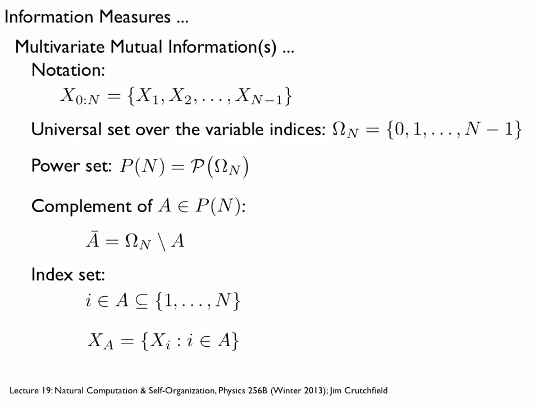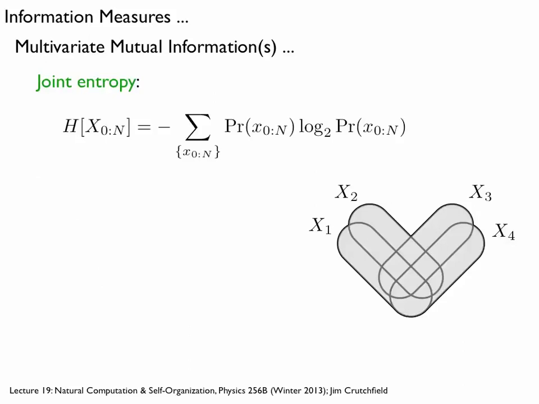Okay, so just to get started here, let's do something familiar. The joint entropy, well, there's no mystery here. With the n random variables, we have a distribution over them, we just plug them into the p log p formula, and that's the joint entropy.